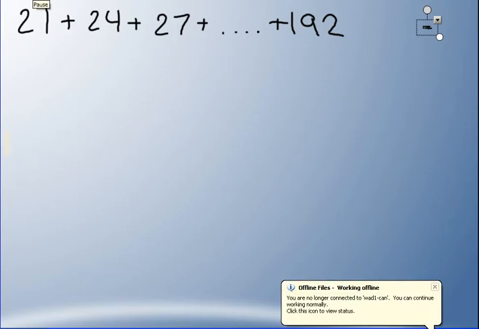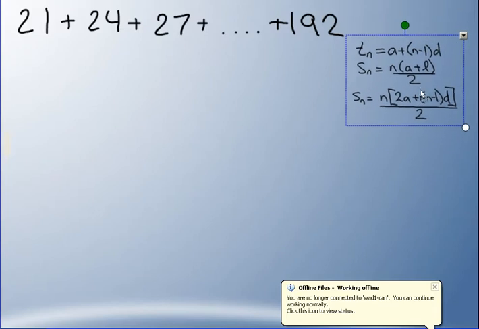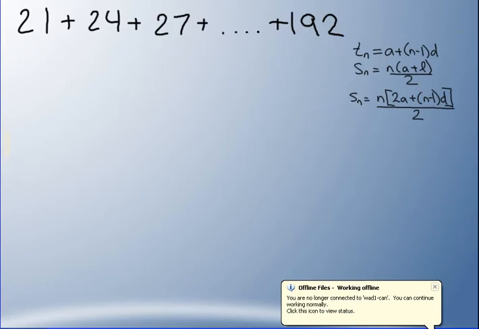Here we're going to find the sum of an arithmetic series. I have an arithmetic series, 21 plus 24 plus 27 plus, and then it goes all the way up to plus 192. Now in order to find the sum of this series, I'm going to use some of these formulas right here. I'm going to need to use this formula and this formula. And I'll show you how we're going to do that.